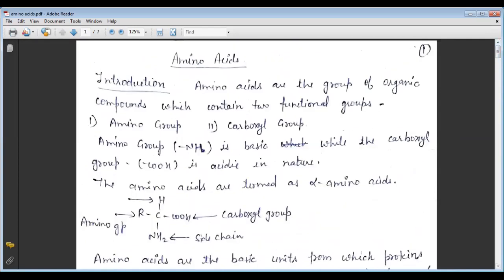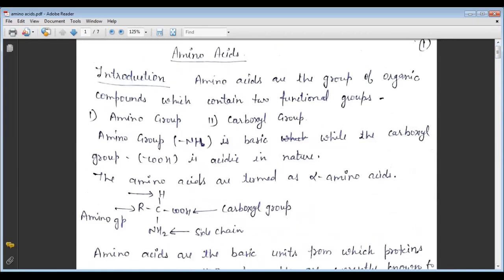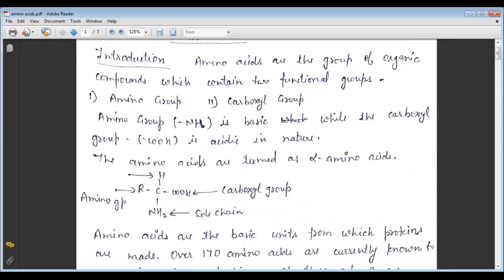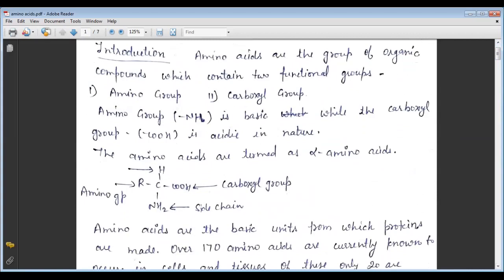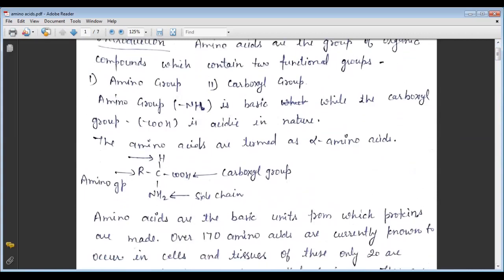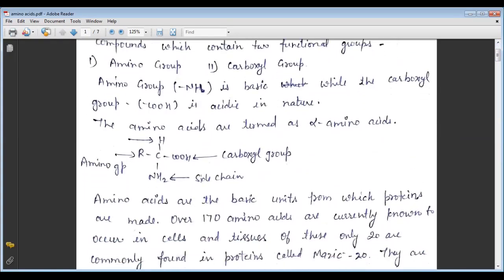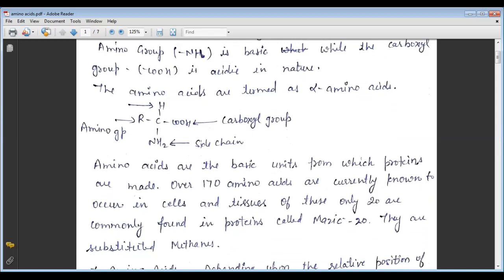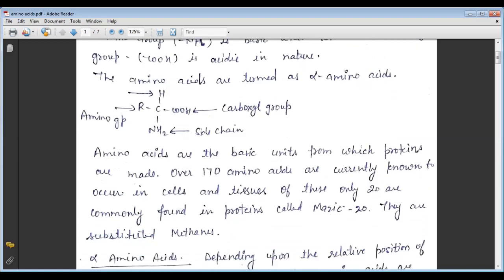Just as we know that amino acids are organic compounds which contain two functional groups. One is the amino group and the other is the carboxylic group. The amino group is basic in nature, and the carboxylic group has acidic nature. So this is the formula of the alpha amino acid.